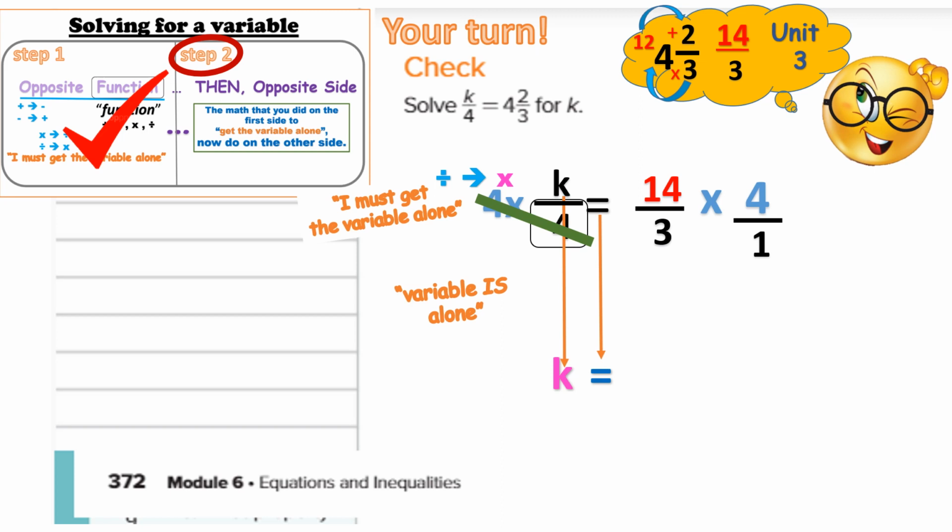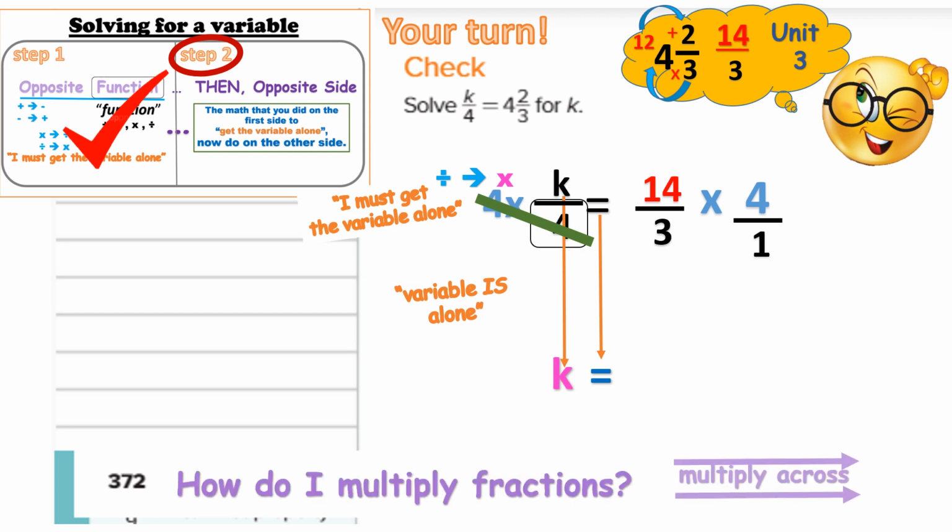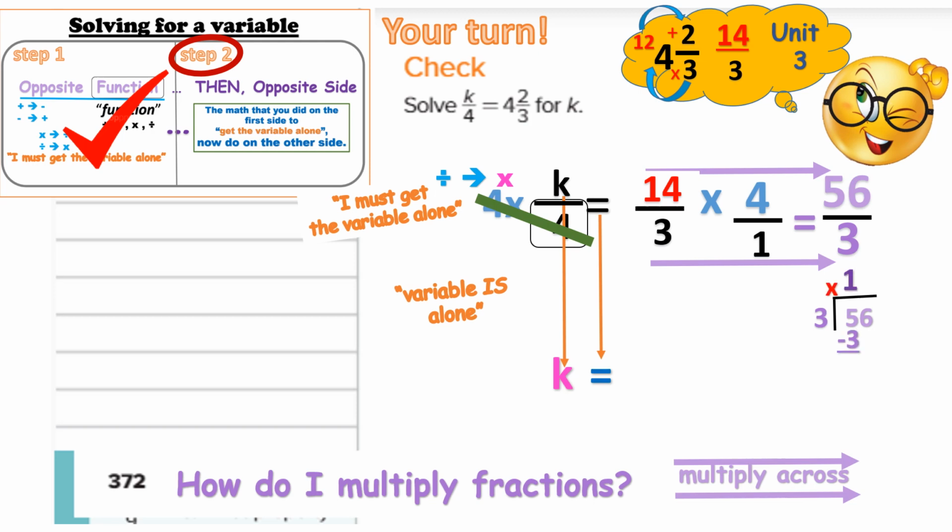Well, once again, I can't multiply by a whole number. It has to be a fraction. So now I have two fractions. I multiply across. 3 times 1 is going to give me 3. 14 times 4 is 56. It's top heavy, so I'm going to divide. 3 will go into 5 one time, because 1 times 3 is 3. Remainder of 2, and I bring down my 6. 3 will go into 26 how many times? Well, it'll go in 8 times, because 8 times 3 is 24.